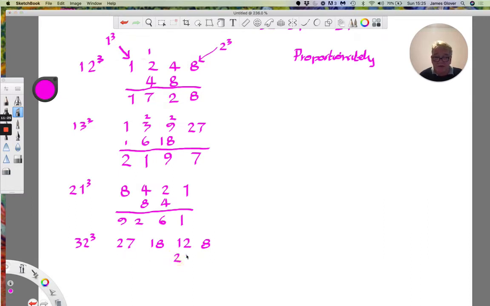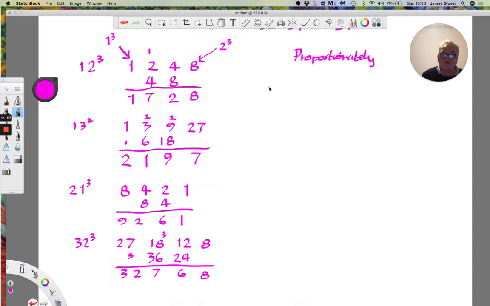We double the middle two, giving 24 and 36. And then sum up. 8. We get 36, so 6 with 3 to carry. 54 add 3 is 57, which is 7 with 5 to carry. And 27 add 5 is 32. So it's 32,768.